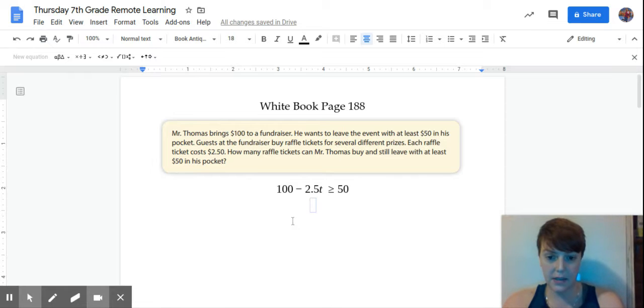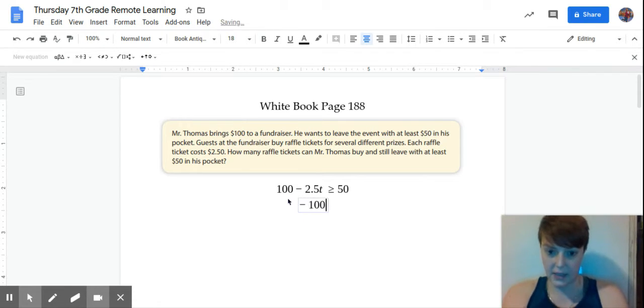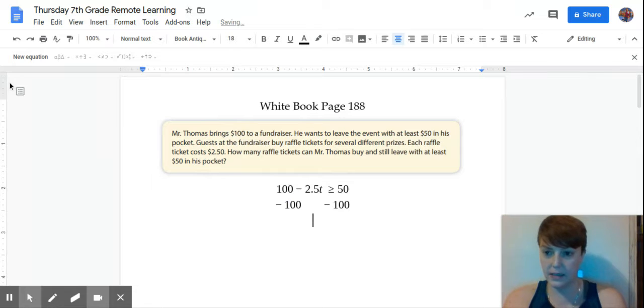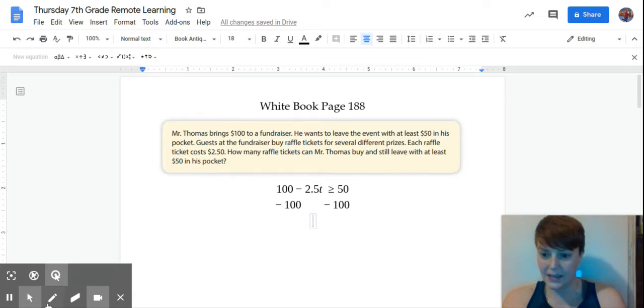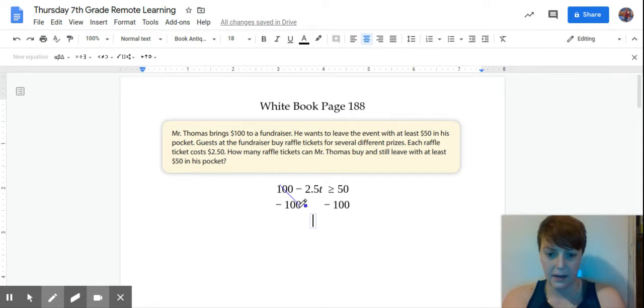So the first thing that we need to do is we need to get rid of the single number, right? The constant, the flatbed, whatever you want to call it. So we are going to subtract 100 from each side. And so that's going to give us, let's see, I can't point and just have that do, but that's going to give us a slash right here. And that's going to go away.